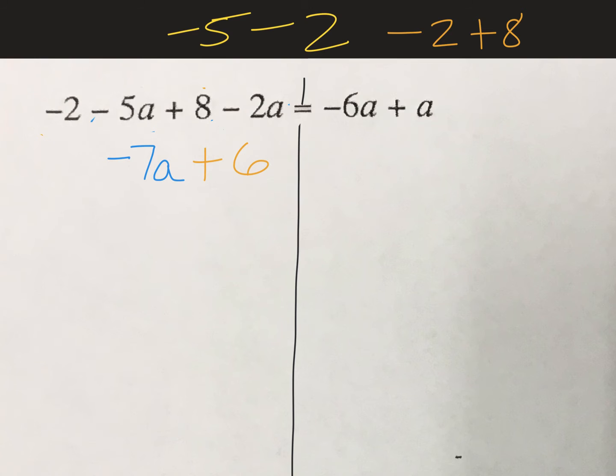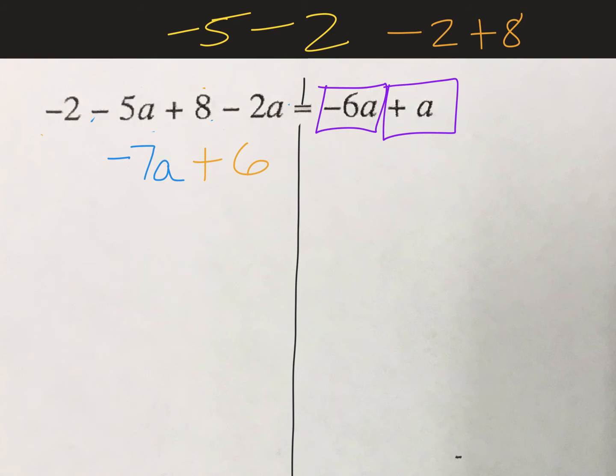Now this is as simple as it's going to get because I cannot combine an a and a 6 because they're not like terms. So that is as simple as the left-hand side is going to get. So now let's look on the right-hand side and see if there's something that I can do there. And you can see perhaps that I can, because you've got a negative 6a and a positive a.